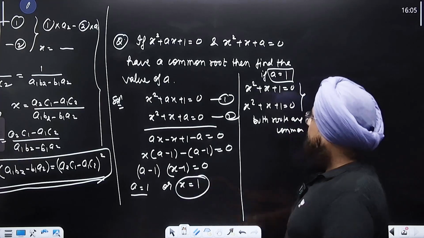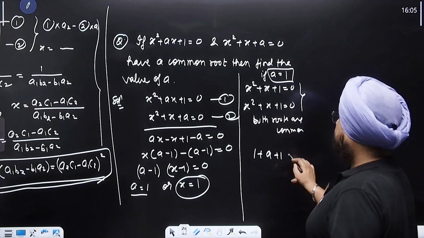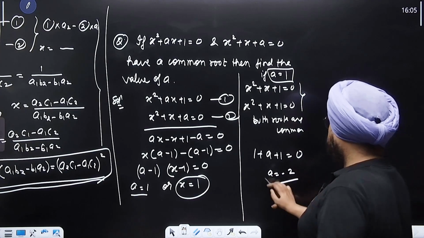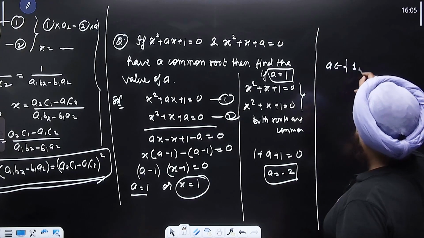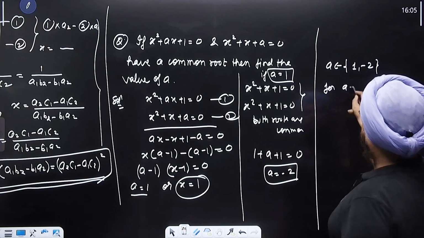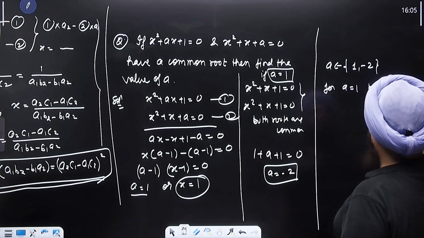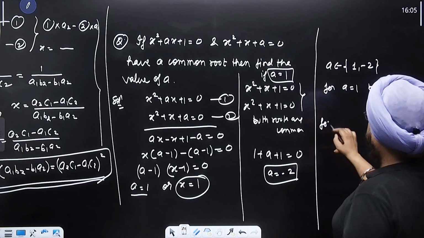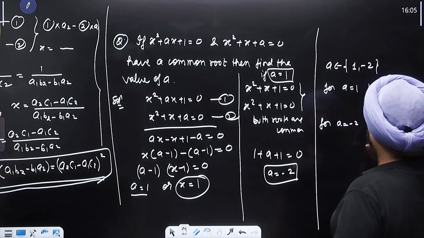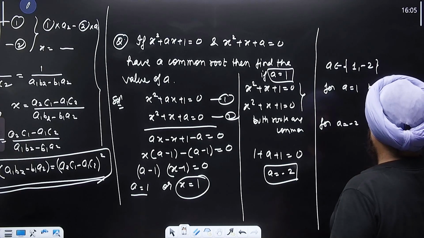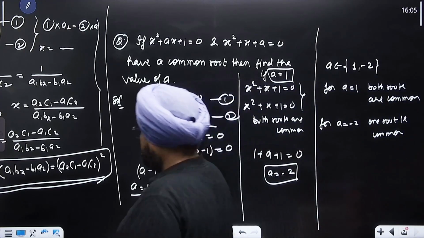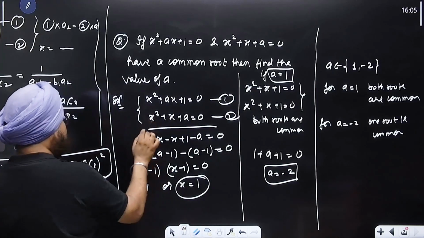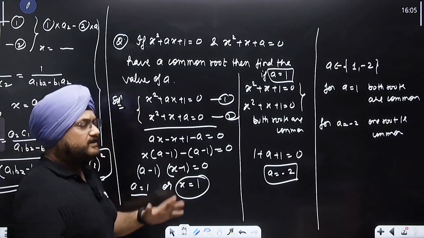Now from the value of x equal to 1, I can put x equal to 1 in any of the equations. a is equal to minus 2. So the value of a is 1 and minus 2. For a equal to 1, both roots are common, and for a equal to minus 2, one root is common. So we have simultaneously solved these two equations and found the values of a.